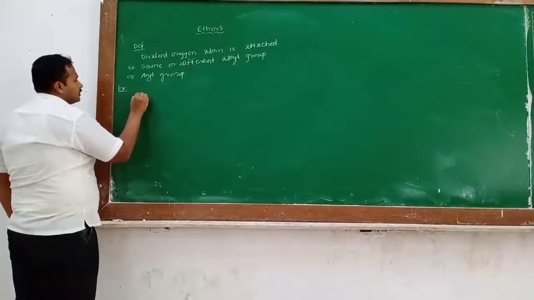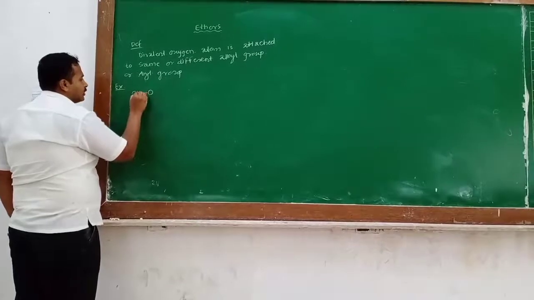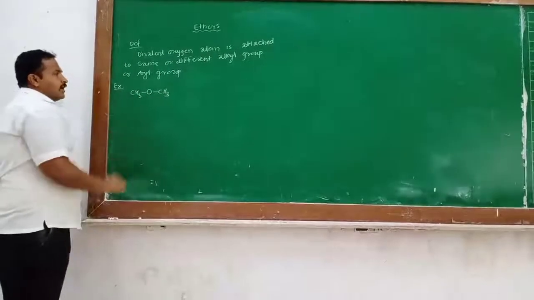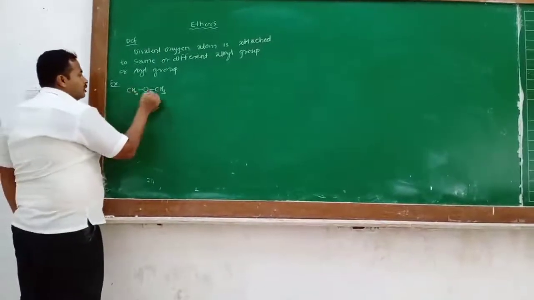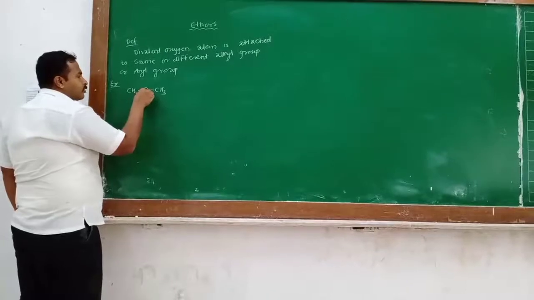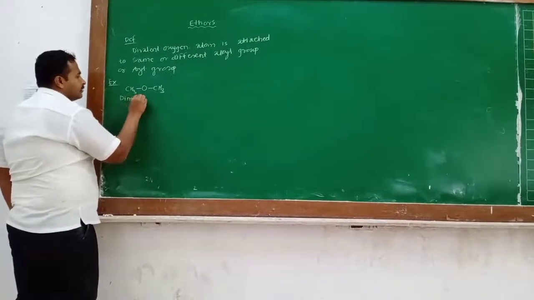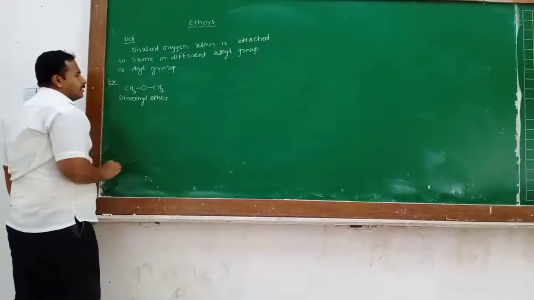First, this is the oxygen atom. That oxygen atom is attached to, first, we take the same alkyl. You know that CH3 is nothing but methyl. Two methyl groups are attached to the divalent oxygen atom. The common name is dimethyl ether.